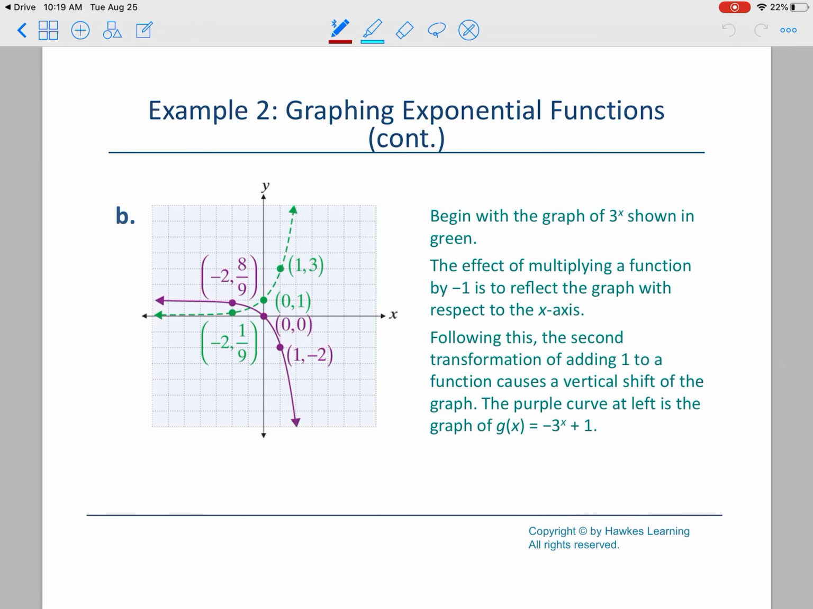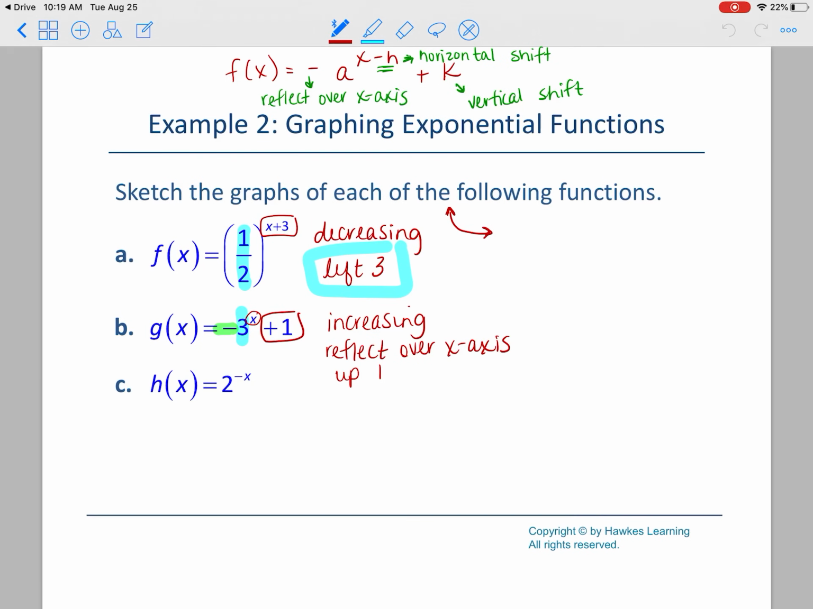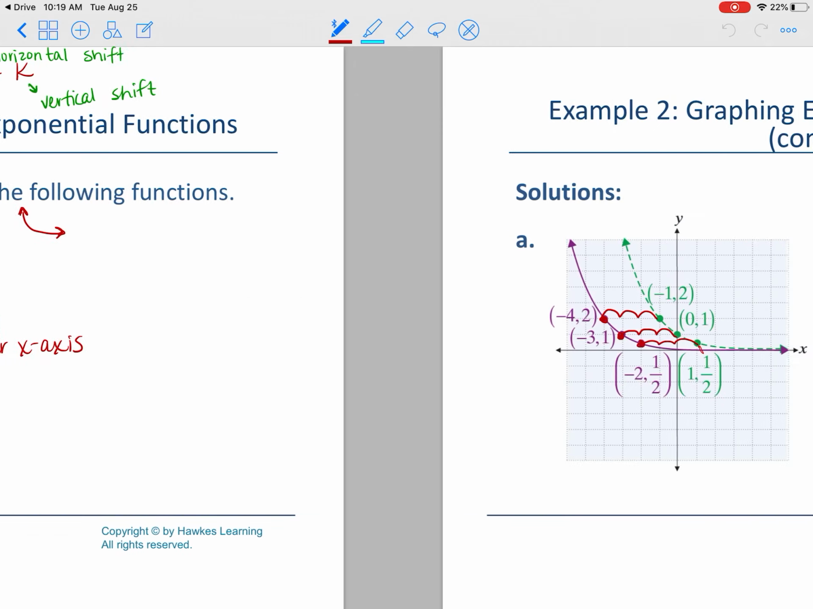So I'm going to flip over here to B. So you're going to go over 2 more slides. Again, in the green was my original. We already graphed that earlier. So I'm going to take all of these points in green, and I'm going to do these transformations. I'm going to reflect them, and I'm going to move them up 1.